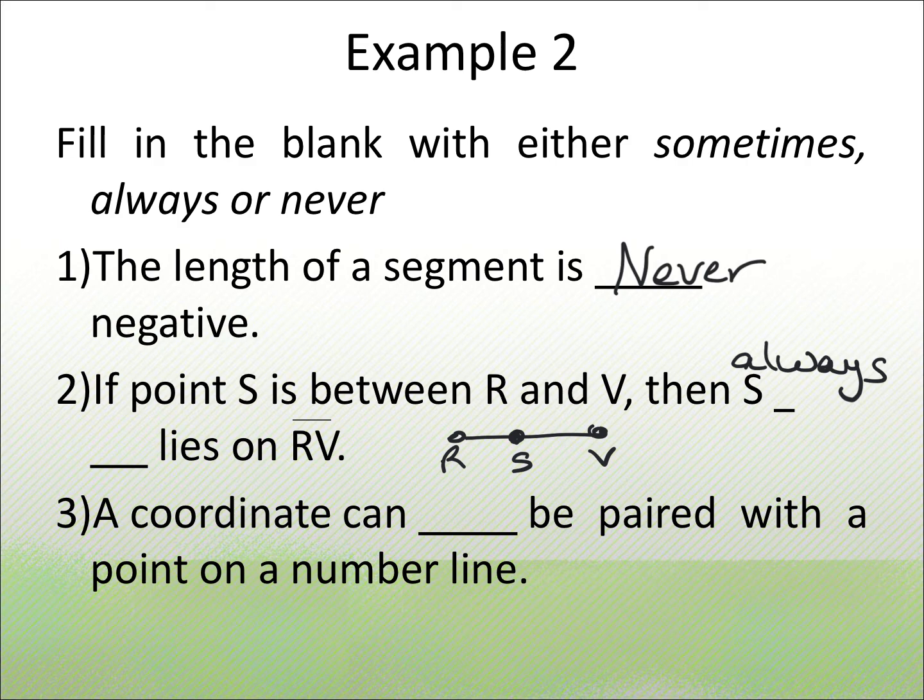And then the last one, a coordinate can sometimes, always, or never be paired with a point on a number line. Always? Always. This is our ruler postulate. So this is how we know this.